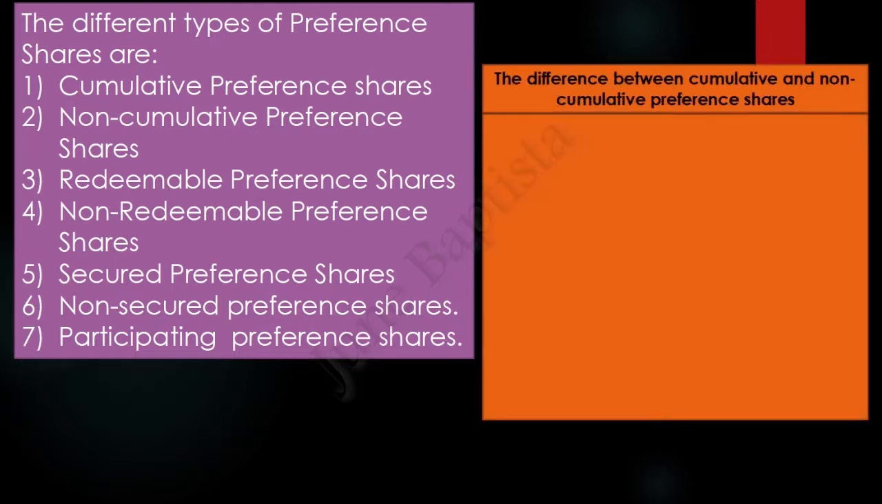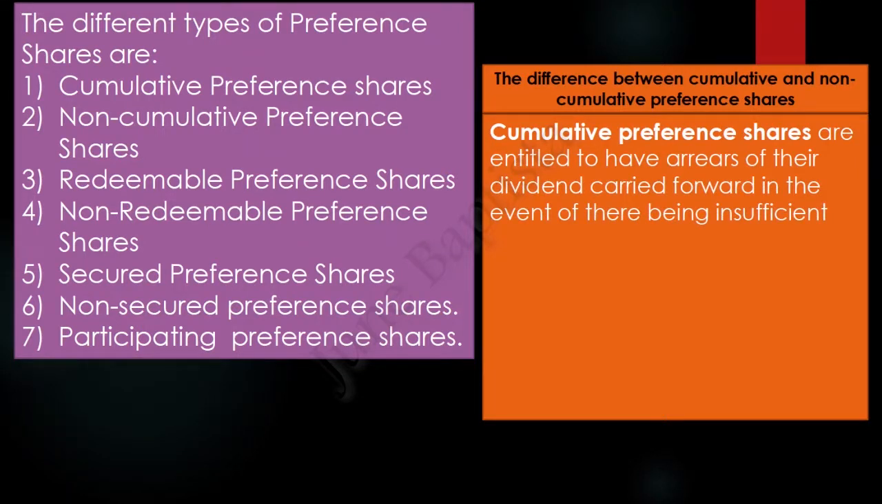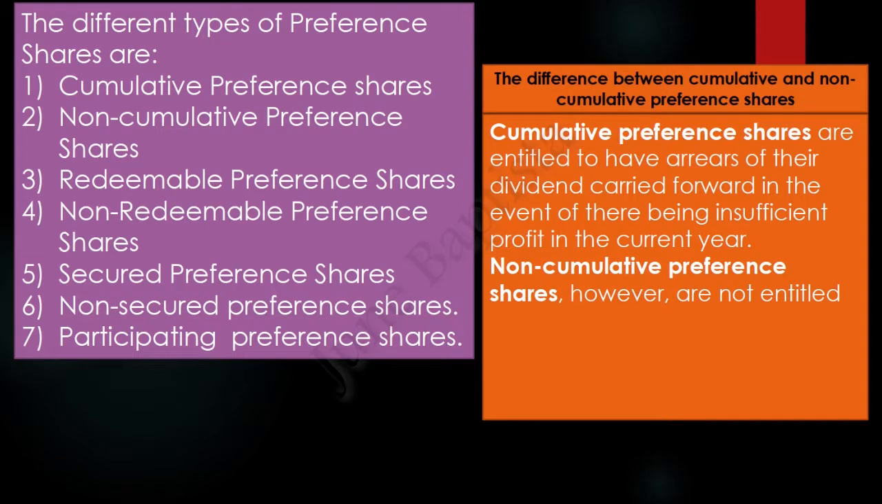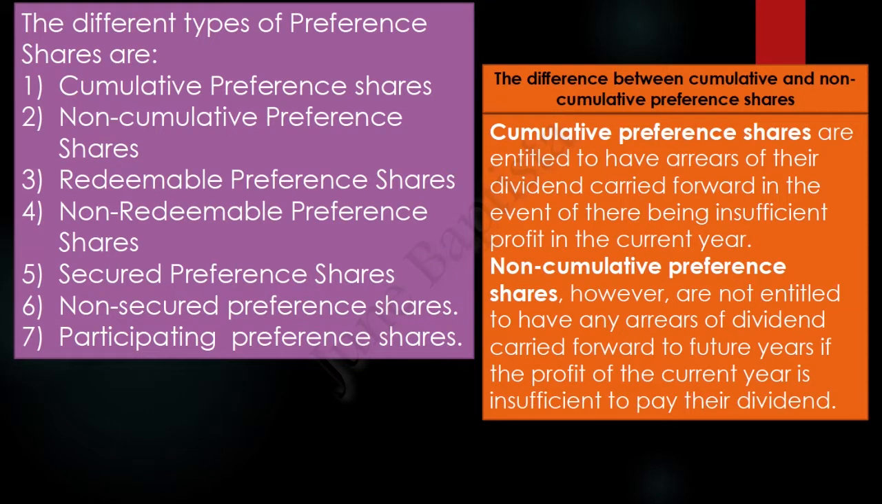The difference between cumulative and non-cumulative preference shares are: cumulative preference shares are entitled to have arrears of their dividend carried forward in the event of there being insufficient profit in the current year. Non-cumulative preference shares, however, are not entitled to have any arrears of dividend carried forward to future years if the profit of the current year is insufficient to pay their dividend. The other types of preference shares are beyond the scope of this syllabus.